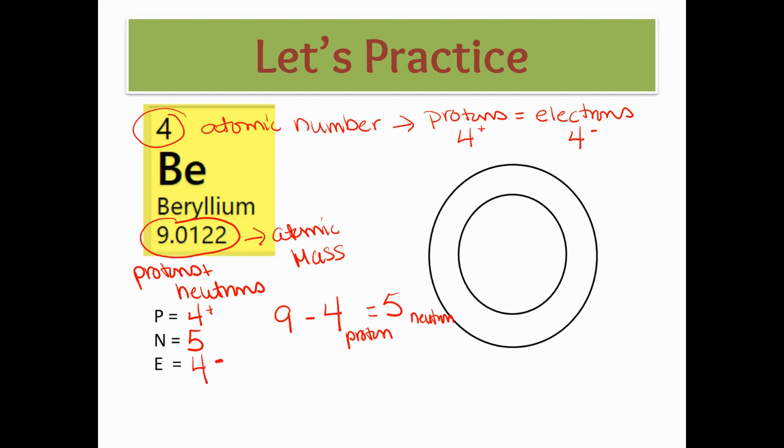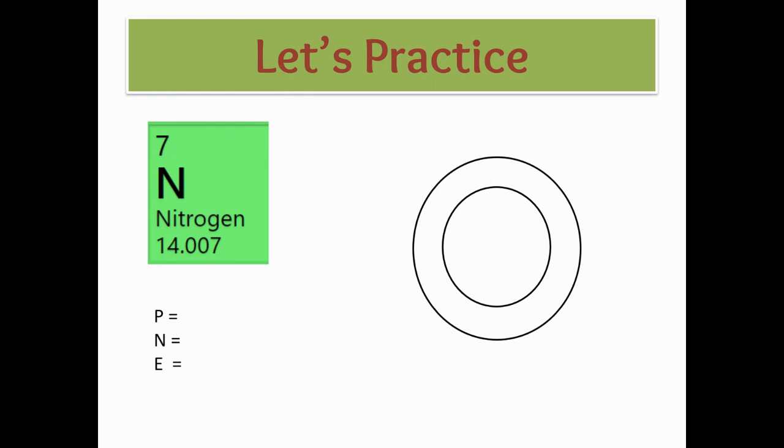Yes. Okay, so let me go over here, and I'm going to put P equals 4, and I'm going to put N equals 5, and I'm going to put my only 2. Remember, the first energy shell only has 2 electrons, and then I'm going to add my other 2. I could have put it here, I could have put it there. So that's how you would do the Bohr model for beryllium. Now moving on, let's go to nitrogen.